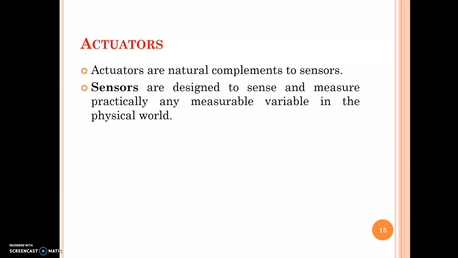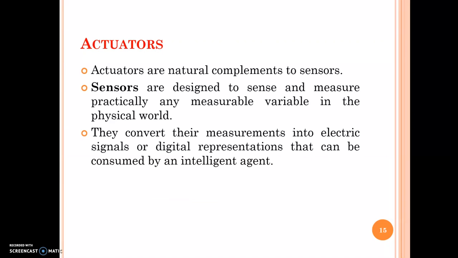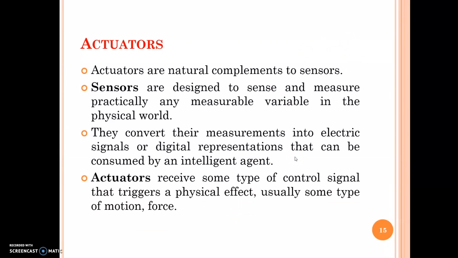We have seen the sensor, but let's see it one more time. Sensors are designed to sense and measure practically any measurable variable in the physical world. They convert their measurement into an electrical signal or a digital representation that can be consumed by an intelligent agent, whereas the actuator receives some type of control signal that triggers a physical effect, usually some type of motion or force. So that's why it is said that they are exactly opposite to each other.